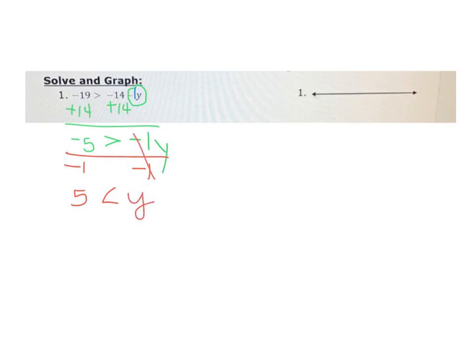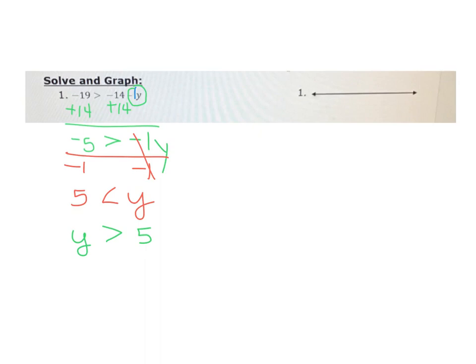Now, the second thing many of you are forgetting is once I am done, if my variable is not on the left, I shouldn't be graphing it yet. So I need to flip this over and make it y, 5 on this side. So I have to flip my inequality sign. So we're back to greater than. So this was a double flip problem. So my answer is y is greater than 5.